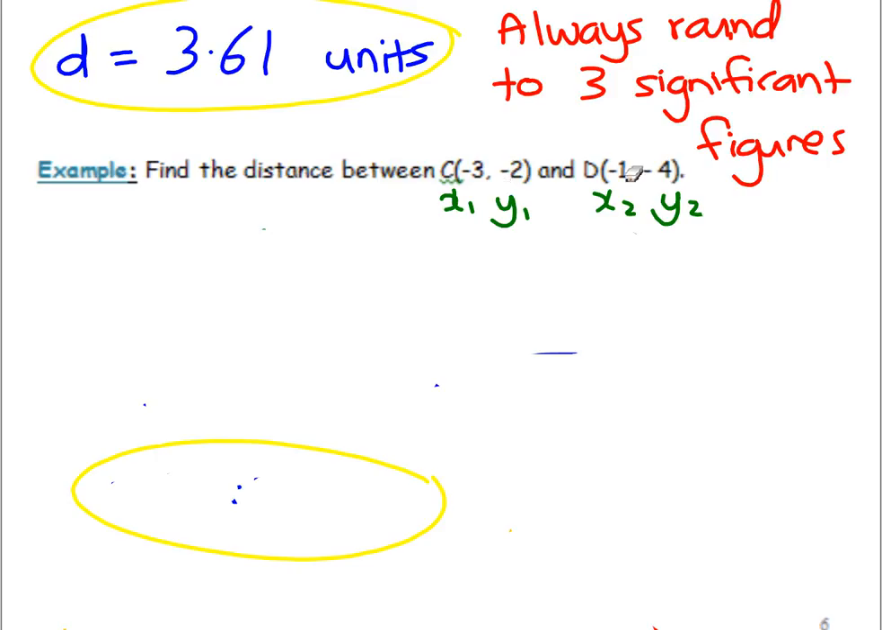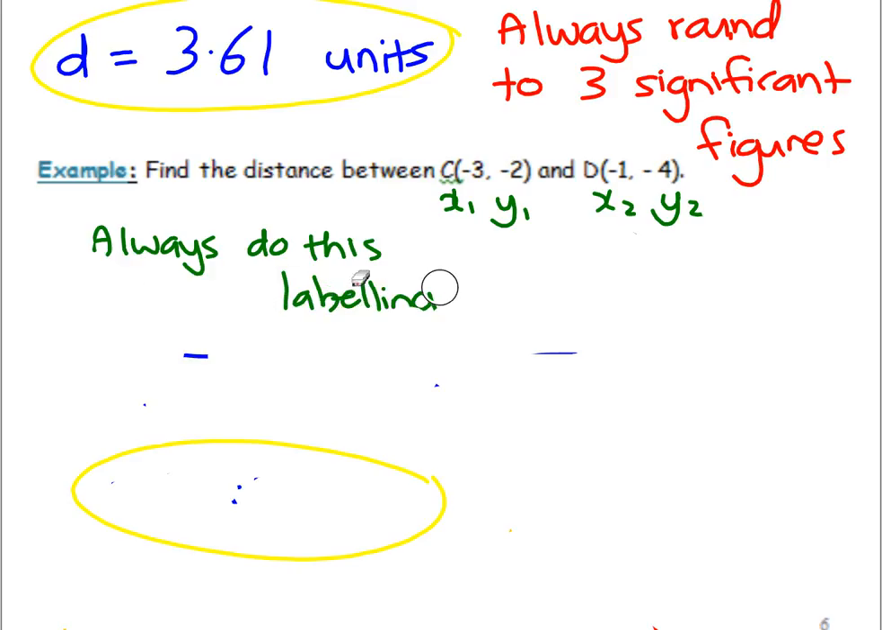So let's remind ourselves to always do this labeling. It's so helpful, and it seems to really reduce the amount of errors that can happen. So always do this labeling. It's a great idea to make a note of. Now let's set it up. We've got distance equals, and our big square root sign, because it's going to be a big long square root.